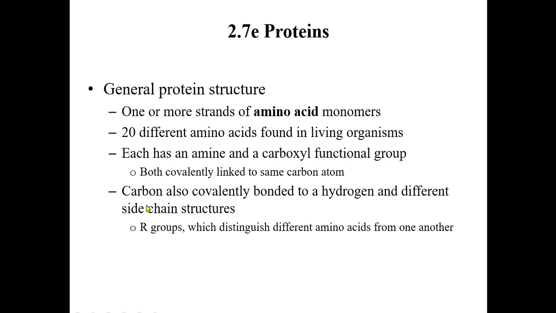Okay, next. Now, Nimish, you say that there are 20 different kinds of amino acids. What makes one different from the other? Well, the R group. The R group is different for the different 20 amino acids. So you have 20 different types of R groups, and that's how we get the 20 different amino acids.